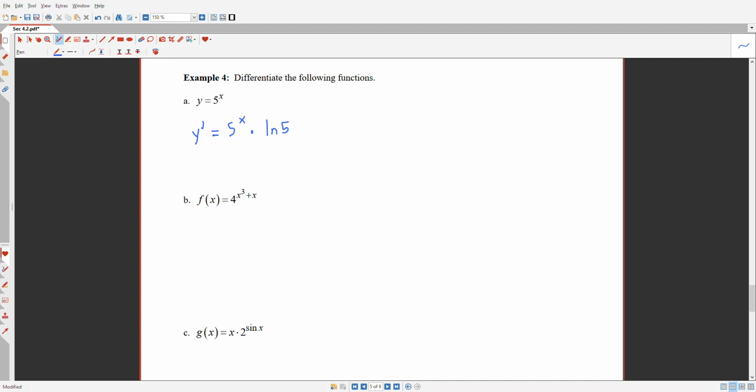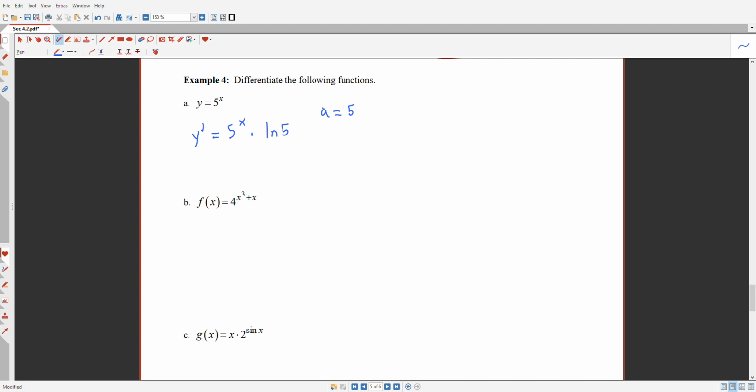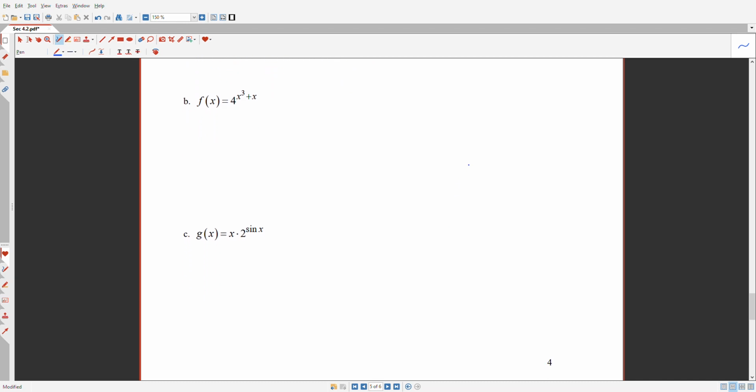Right? A is being played by the number 5 in this example. And you might be a little annoyed or stressed, thinking, wait, I don't know what the natural log of 5 is, and that's totally fine. You just leave it written as the natural log of 5. All right, let's try this rule for part B.